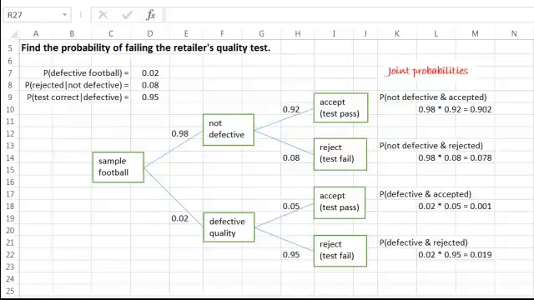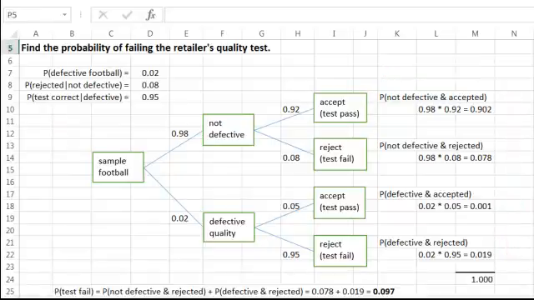A joint probability is the probability of multiple events occurring. There is a joint probability associated with every path termination in the tree. Joint probabilities are calculated as the product of probabilities along each path. For example, the joint probability of not defective and test pass equals 0.98 times 0.92, or 0.902. Following each possible path through the tree, calculate the joint probability products. If you laid out your tree and calculated the joint probabilities correctly, they will sum to 100%.